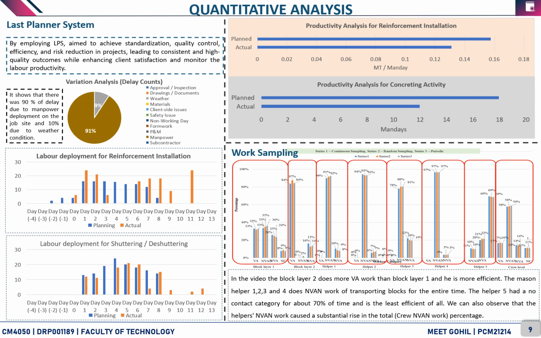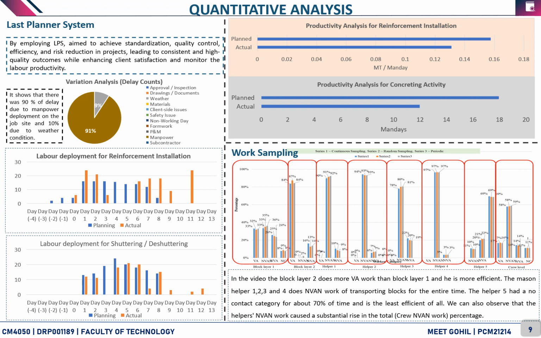For variation analysis in last planner system, we have categorized variation into different codes. For example, approval, inspection, client-side issues, drawing and documents, formwork issues, material safety issues, manpower, plant and machinery, subcontractor side issue, weather, skill deficiency, non-working day, and other. For instance, for the concrete cycle which we have observed for last planner system, the major delay was due to the manpower deployment on the job site, which contains 90%, and the other 10% was due to unexpected rain, so weather condition.